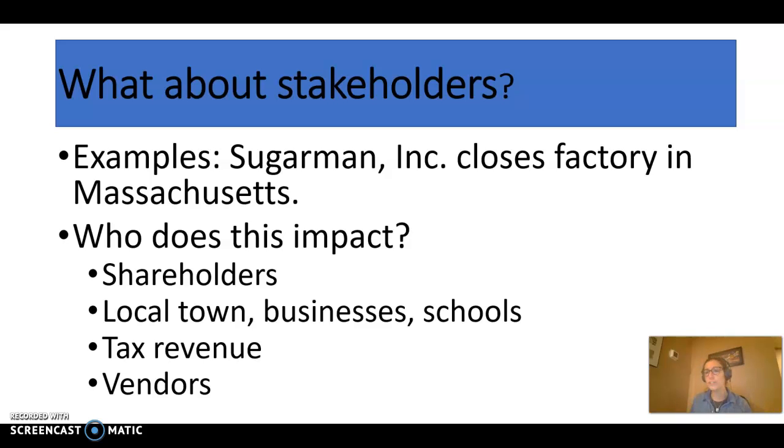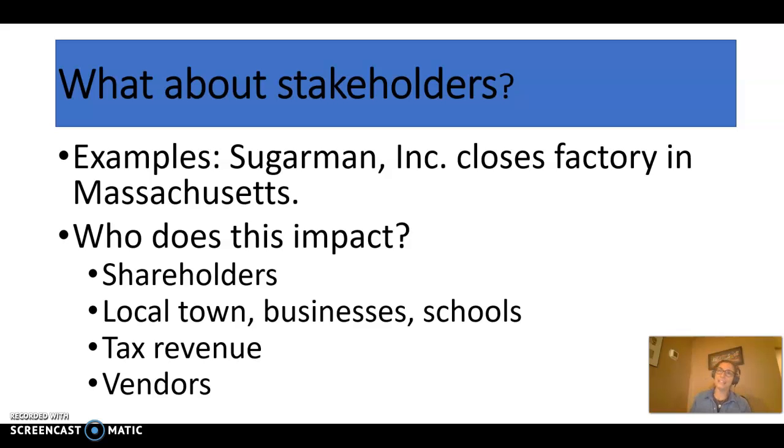So my question to you all is, what should a corporation's officers and directors consider when they make business decisions? Should they only make decisions based on what's best for the shareholders? Or should they also take into account the impact on the stakeholders? And that's a really tough question. And the short answer to the question is both.